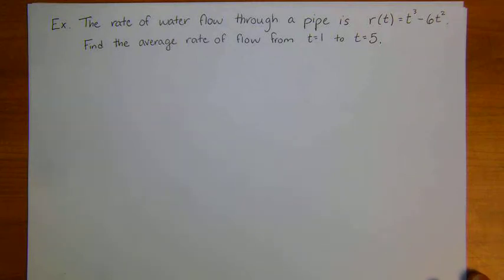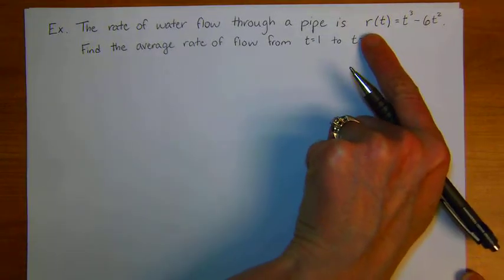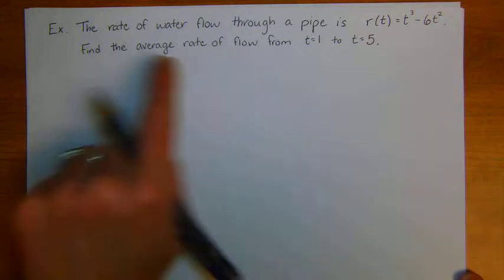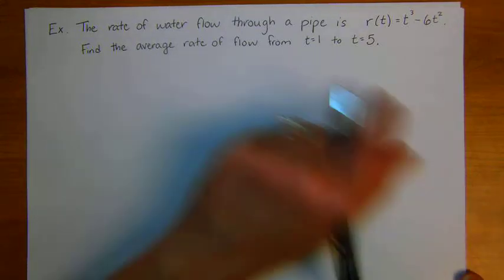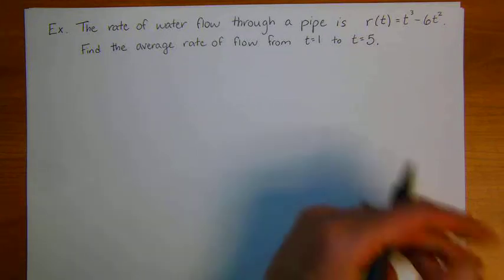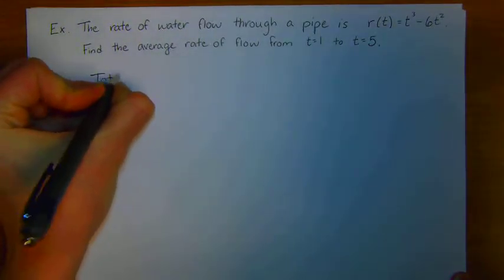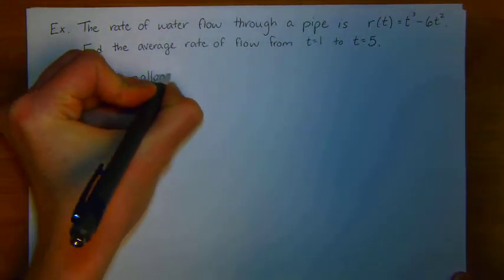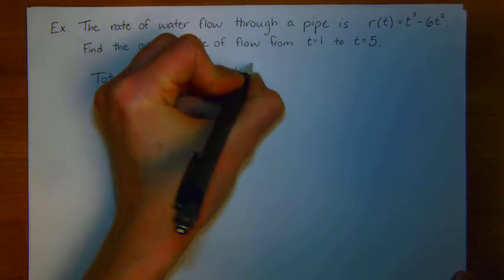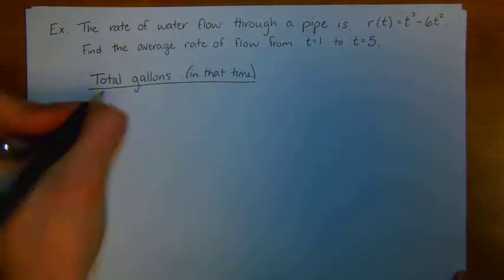So in this example, we aren't talking about velocities, we're talking about the rate of water flow through a pipe, which is given by this function. R of t is equal to t cubed minus 6t squared. And I want to know what is the average rate of flow from t equals 1 to t equals 5. Without drawing a graph, I can know that the average rate of flow is going to be the total gallons in that time period divided by the amount of time that has elapsed.